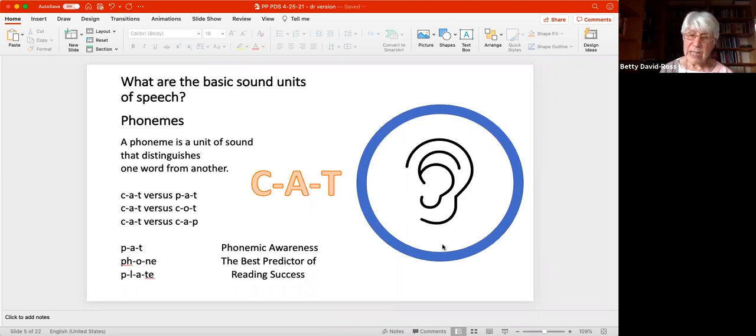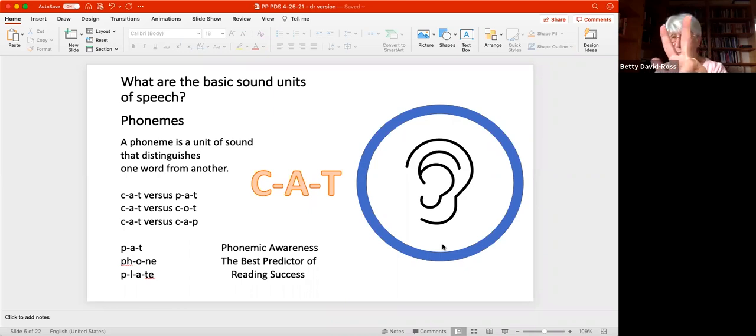Science has shown that phonemic awareness is the single best predictor of reading success, which means if students can hear sounds. Now that's different from memorizing what the teacher says. Hearing sounds, and I'll give you an example of that as we go along. Right now, I'd like to take a look in the lower left-hand corner, and we're going to look at the difference between letters and phonemes, okay?